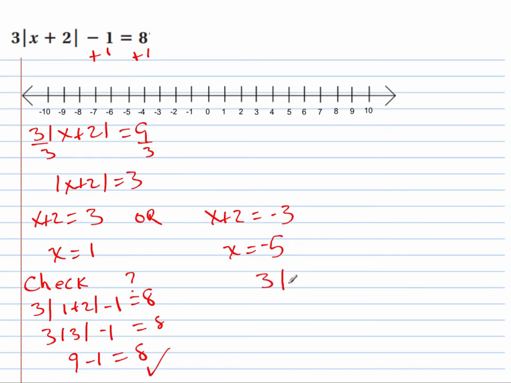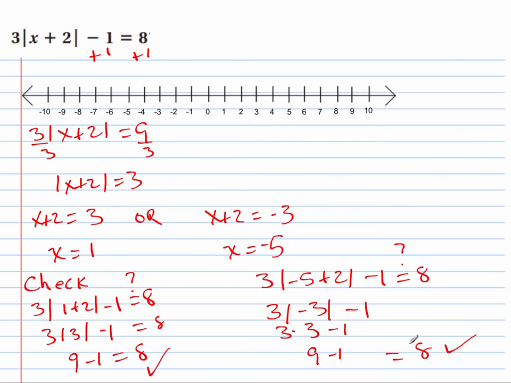3 times the absolute value of minus 5 plus 2, minus 1. Does that equal 8? And usually I just work with one side. That's why you see me abandoning one side. If I can get one side to equal the other, then I consider myself a success. So negative 5 plus 2 is negative 3. So the absolute value of negative 3 is 3. So this is 9 minus 1, which is indeed 8. So it does check. To graph this, I'm going to graph x equals 1 and x equals negative 5.